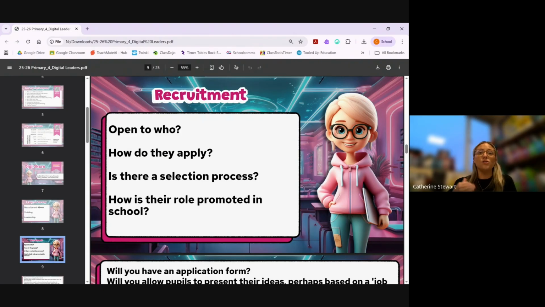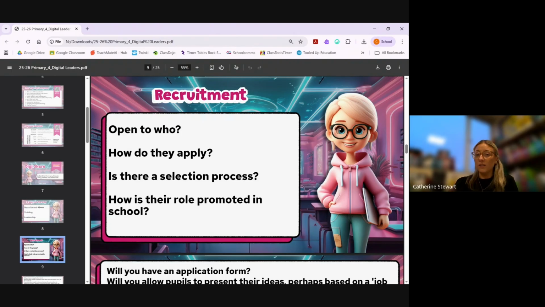So they could have just written a piece. It could be handwritten or obviously digital. They could have made a video, a poster, a comic strip, any which way that they wanted to share how they were going to bring the role to life, if you like. Okay. And I've got a few ideas about that coming down.